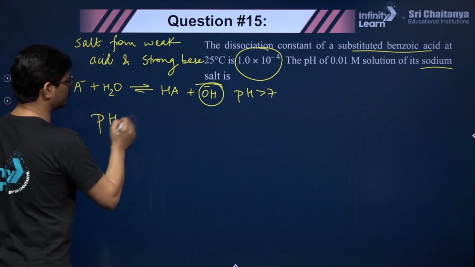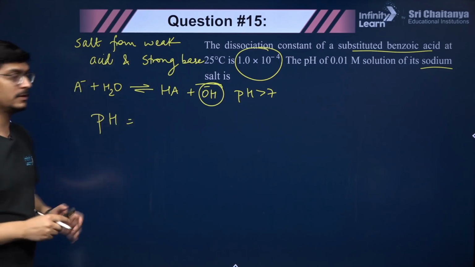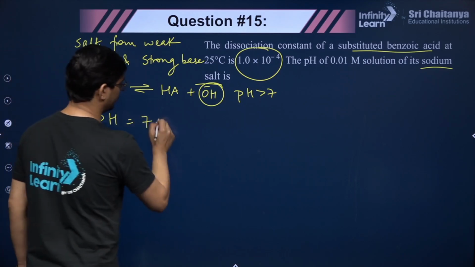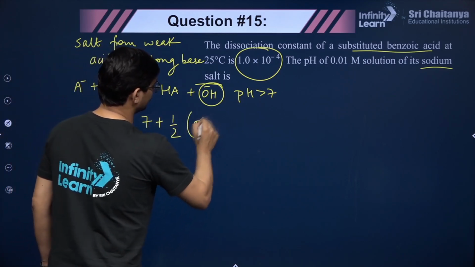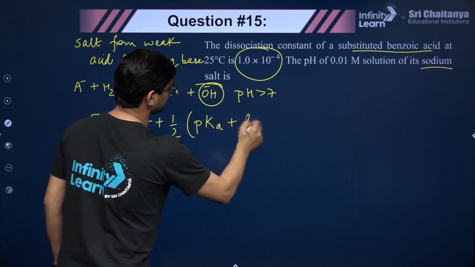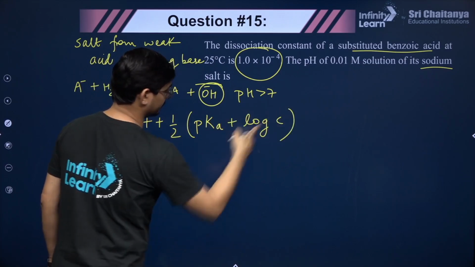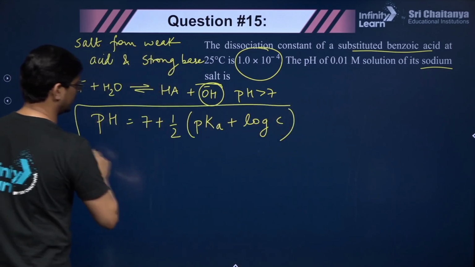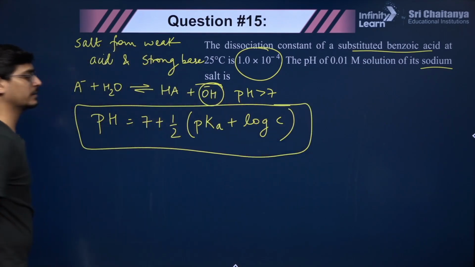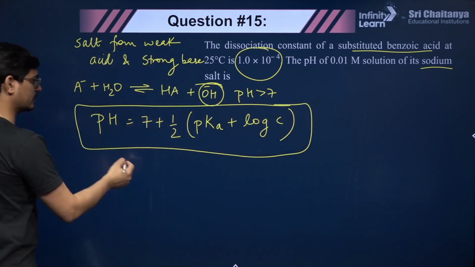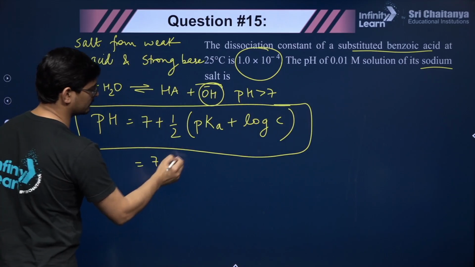Derivation we will not go into, because at this stage you should remember the formulas. So this will be 7 plus half pKa of the weak acid plus log of the concentration of the conjugate base, right? C is the concentration of the conjugate base. Now let us do this question. We have to find out the answer also.